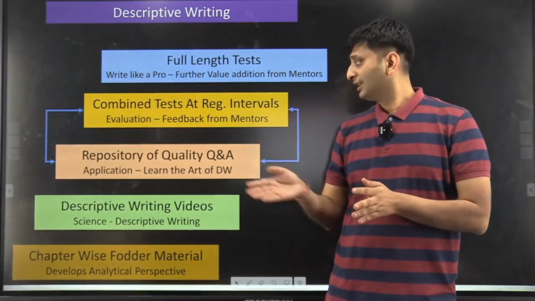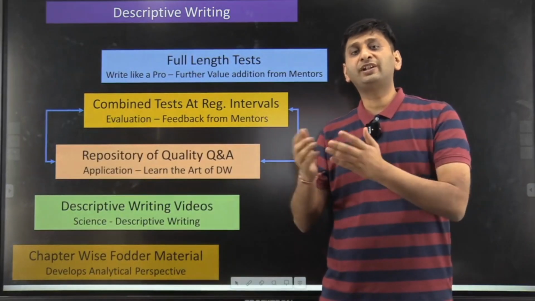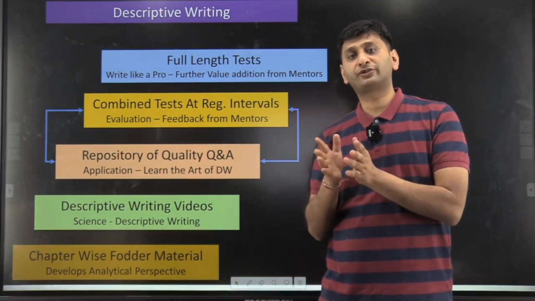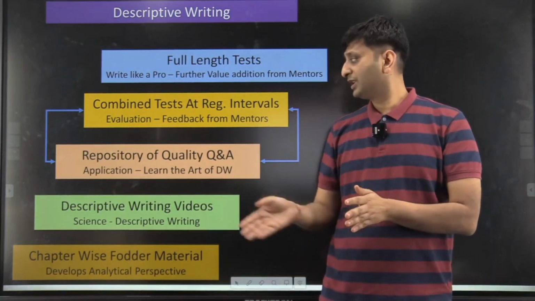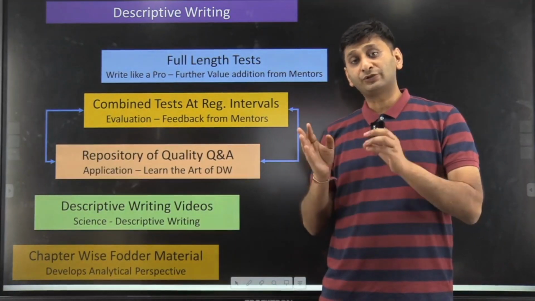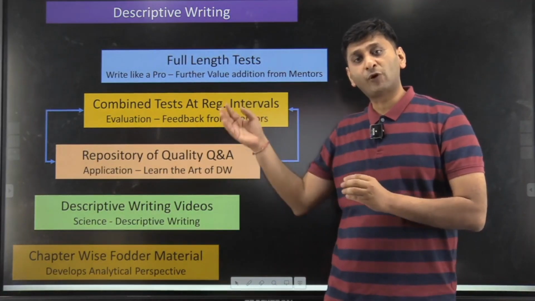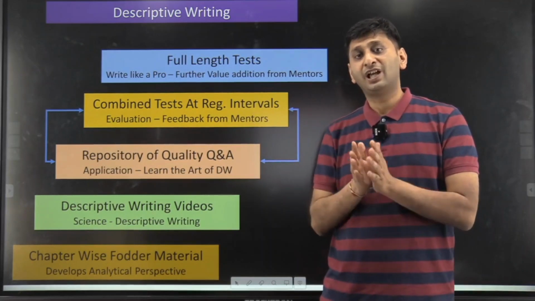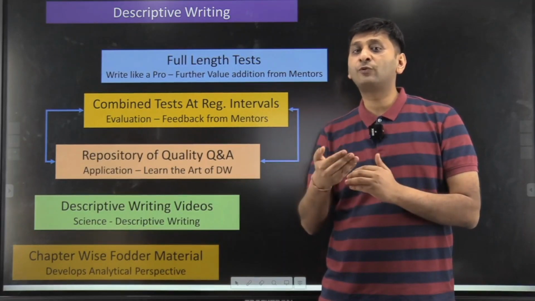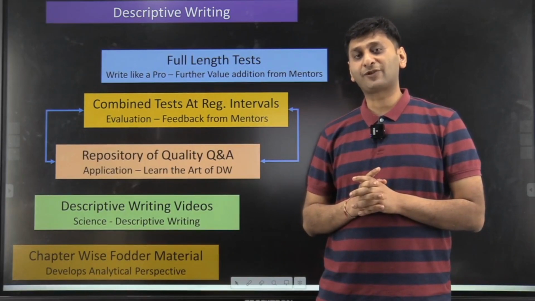The fourth one would be combined tests, which would be held at regular intervals. Say after every 3 to 4 chapters in your course, there would be a combined test which would have questions on descriptive writing. These tests would be evaluated by your mentors and detailed feedback would be given to you. Now, since these tests are being held at regular intervals, it means your performance is being tracked very closely, and I am a firm believer that with every combined test, there will be improvement in your performance. And remember, regular feedback is the breakfast of champions.